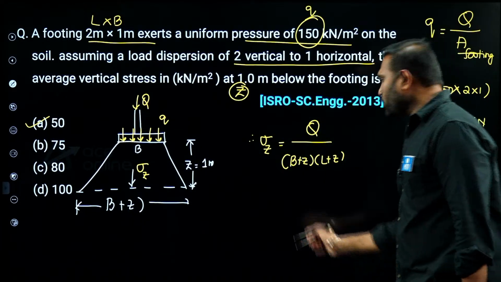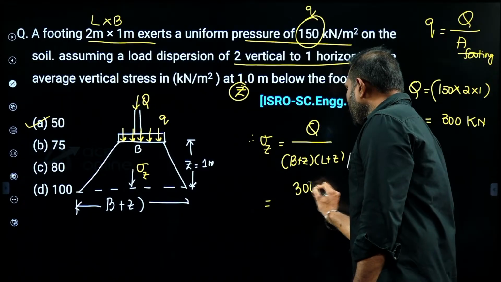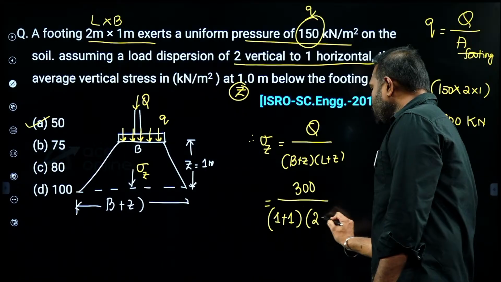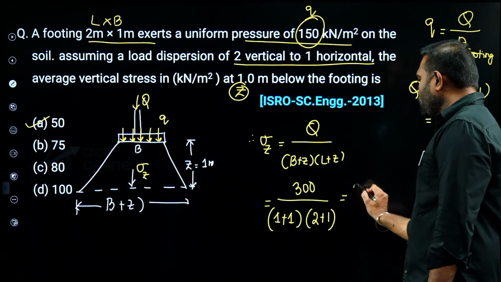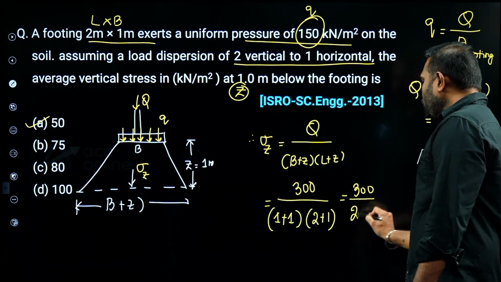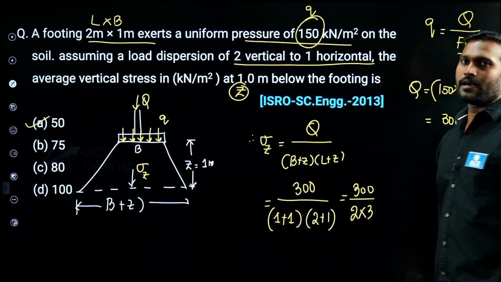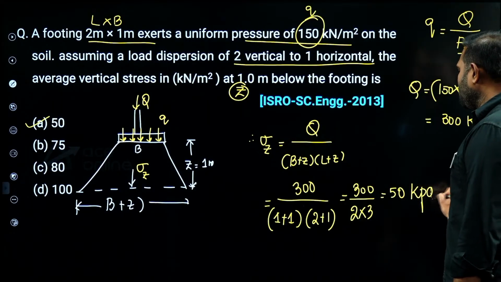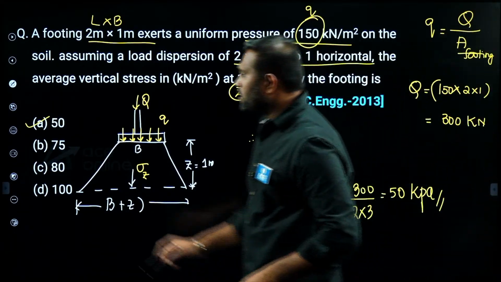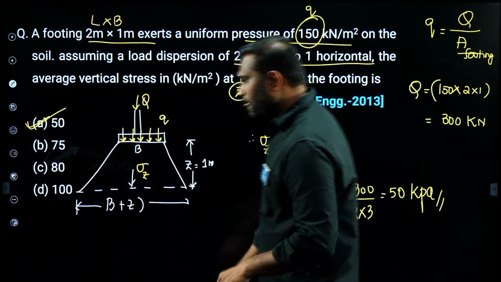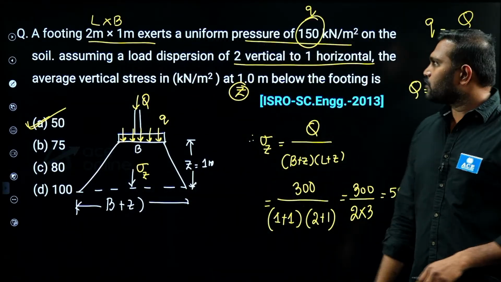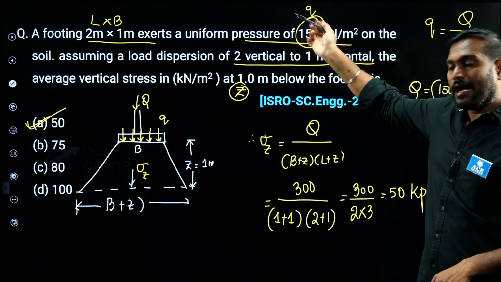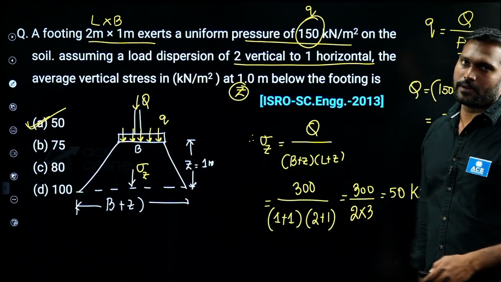Now you need to substitute over here. So 300 by (B is 1, Z is also 1, 1 plus 1), (L is 2, Z is 1). So 300 by 2 into 3. 300 by 600, that is 100 by 2. The correct answer is 50 kilopascals or 50 kN per meter square. So the correct answer is option A. They have not given the point load. First you need to find the point load from the given pressure at the footing, and then find the pressure at a depth of 1 meter.